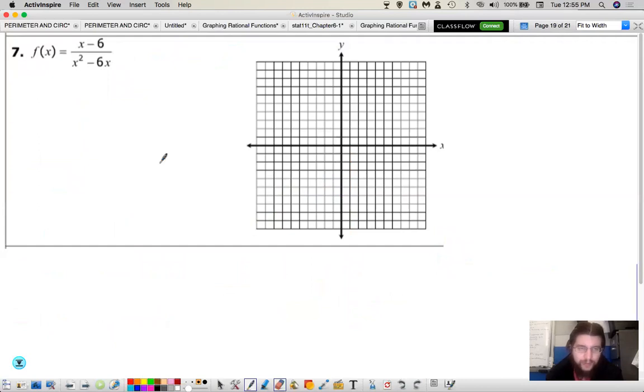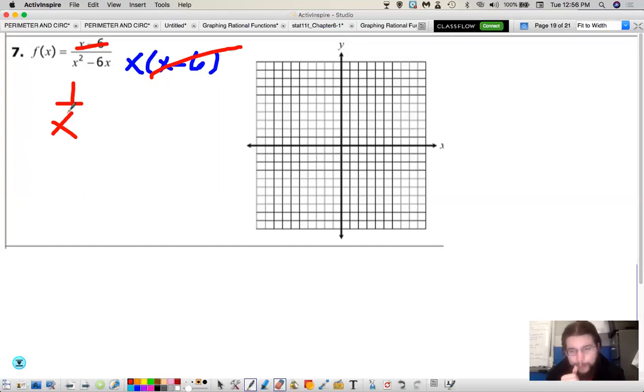Let's see. Simplify, factor out the x. Oh, x minus 6, that's nice. That means we've got a hole at 6. That's going to be 1 over x with a hole at 6. That's a mother function I know. We just did the reciprocal mother function. That's the basic reciprocal mother function. So we're practically done now because we know what that is.